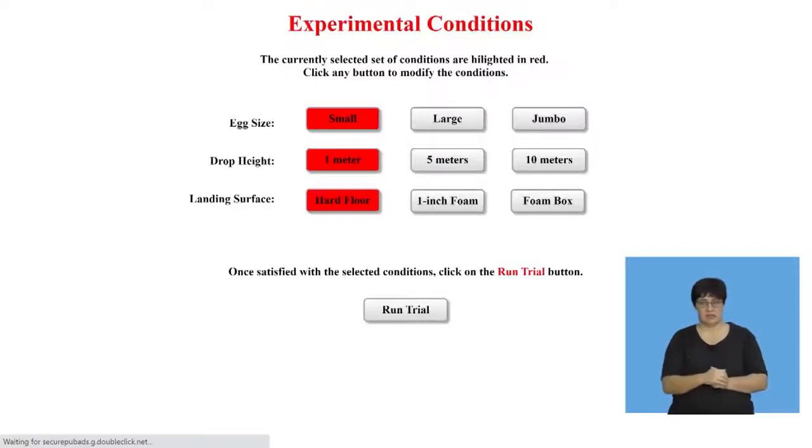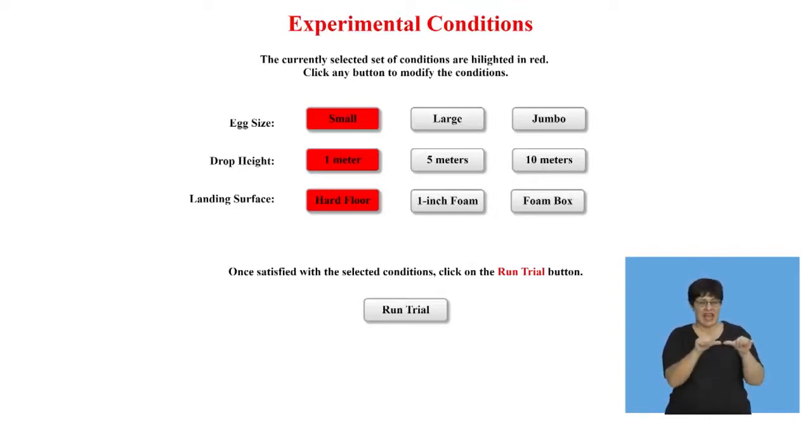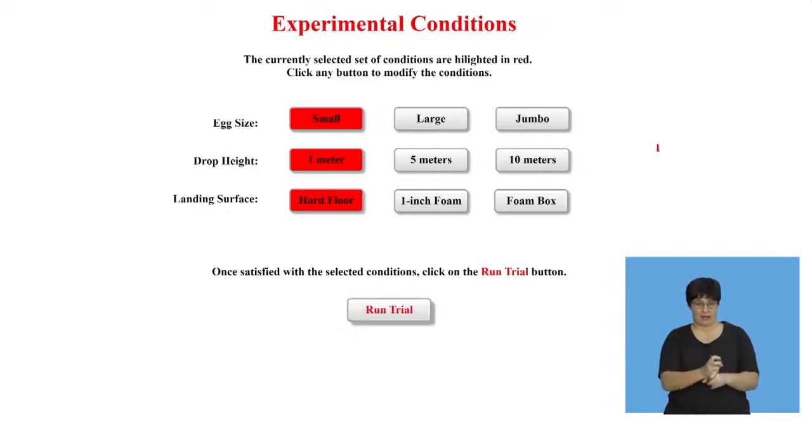So this is what we've got. We've got a set of conditions with a whole bunch of egg sizes, and we're going to look at what happens when we drop the egg through a certain distance and it hits the floor. Basically, we want to see if we can not break the egg when it hits the floor. I have a small egg, which is going to be dropped from 1 meter onto a hard floor. So let's see what happens.